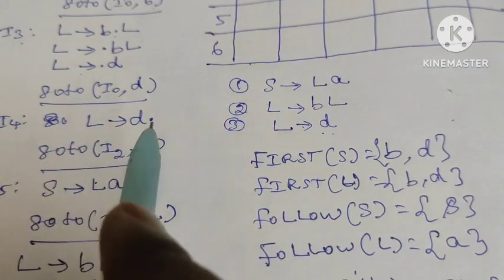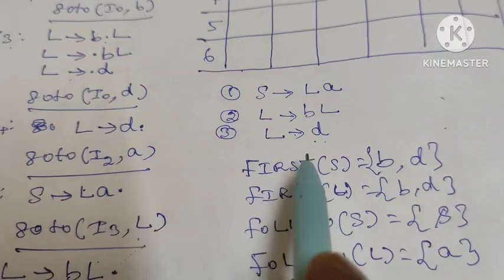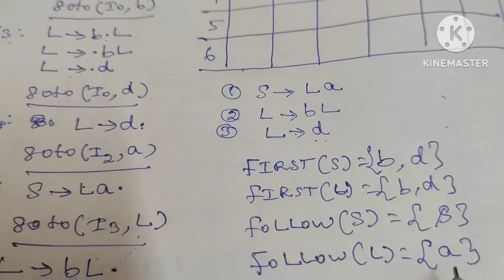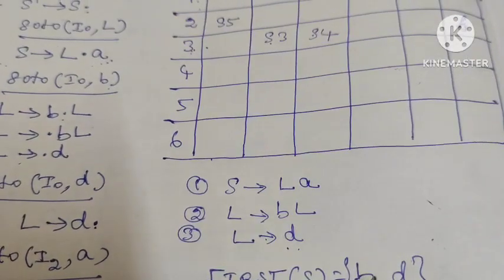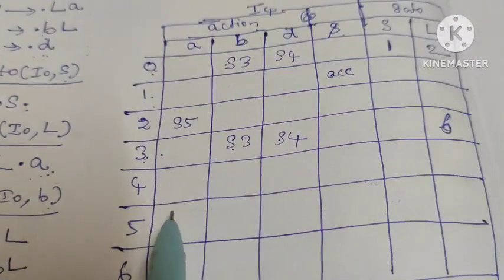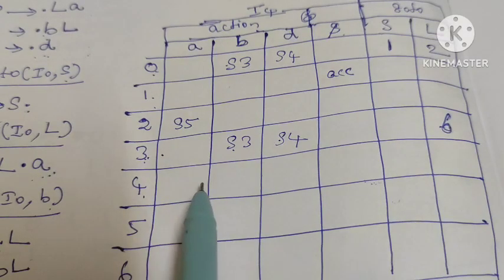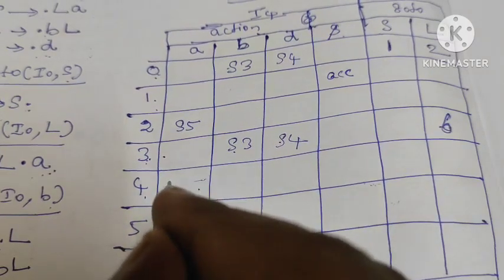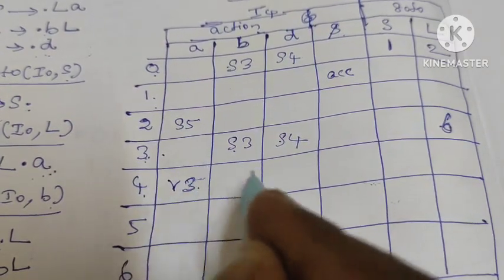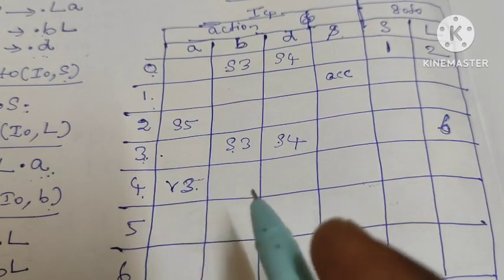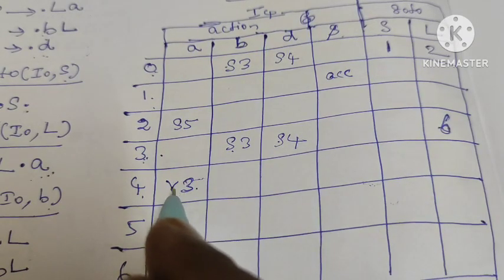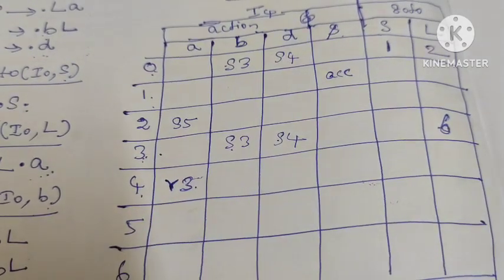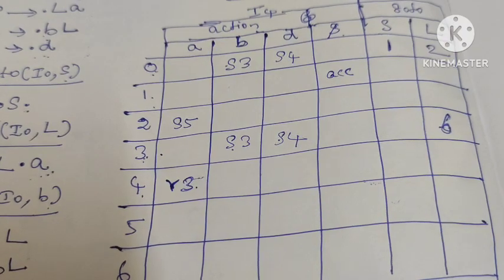So in I4 we get L tends to D dot, and the follow for L is actually A. So in I4, where A is there, this is the place where A is there, you have to write it as R3 because it is production number 3. L tends to D is production number 3, so I write it as R3. R3 is called reduce 3 or reduction. Now we'll go for the next one.